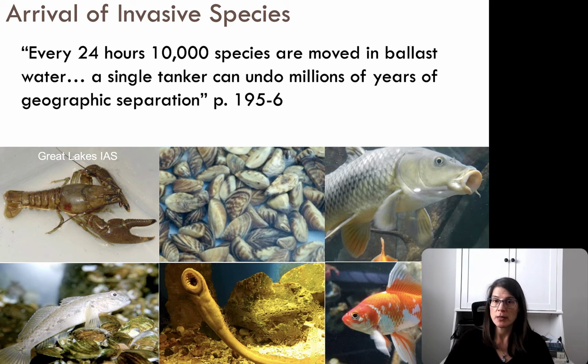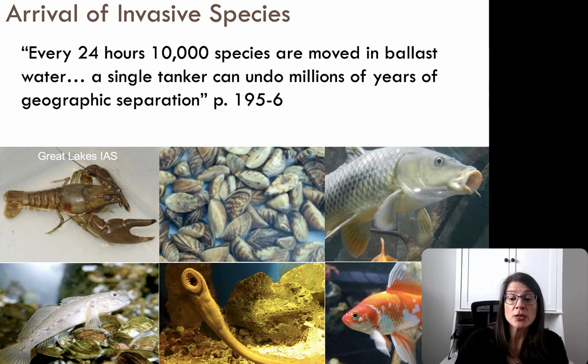This is happening intentionally, as in the case of sparrows and starlings, which were introduced on purpose, species such as holly that were introduced into Western North America. But it also includes unintentional introductions. So every 24 hours, we have thousands of species moved around in ballast on ships, essentially reversing years of geographic separation. Here are just a few of the species invading the Great Lakes, including the sea lamprey that attaches to organisms.